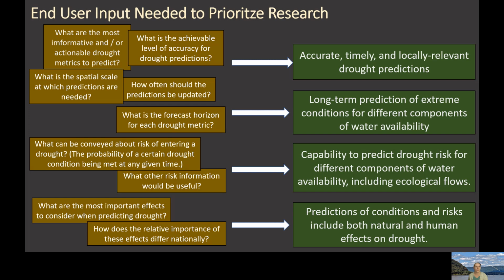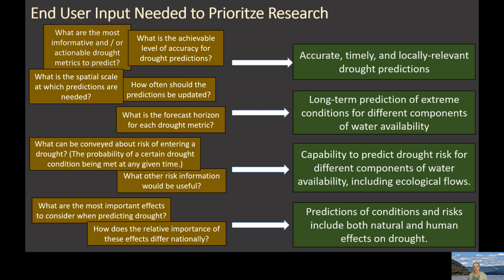And so we can think first about what questions we would need to answer to get at accurate, timely, and locally relevant drought predictions. And those might be, what are the most informative and or actionable drought metrics to predict? What is the achievable level of accuracy for drought predictions? What is the spatial scale at which these predictions are needed? And how often should these predictions be updated?